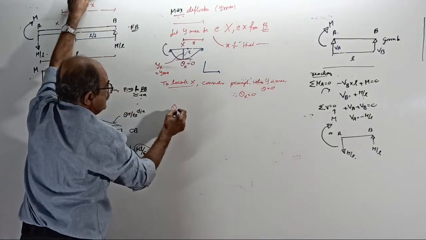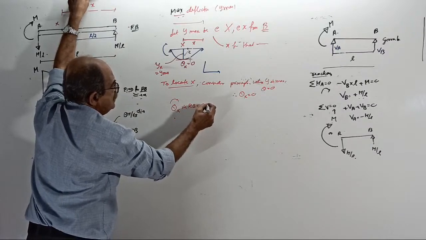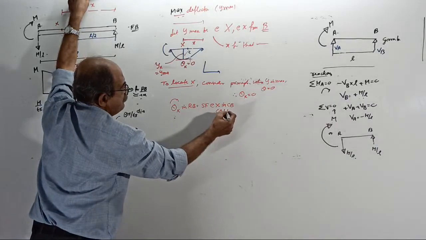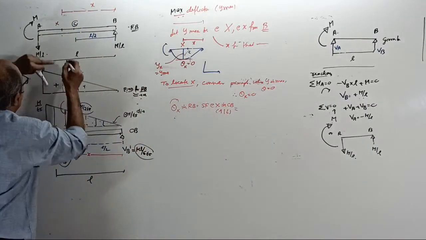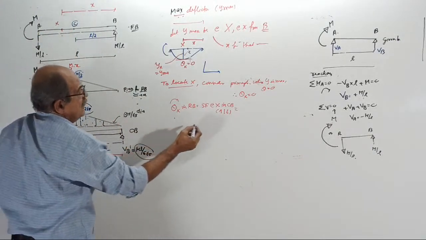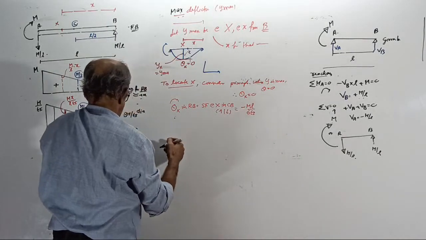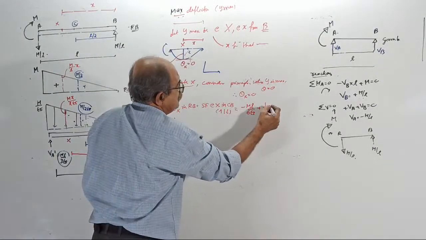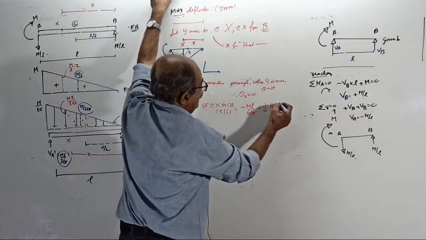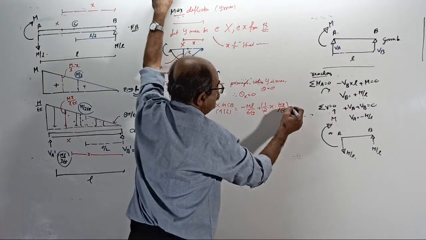Now, theta x clockwise in the real beam equals the shear force at x in the conjugate beam. Left up, right down is positive. Slope here is the shear force here. Right side up is negative. It is minus ML by 6EI plus half into x into Mx by L into EI, which is the total load, this is theta x.